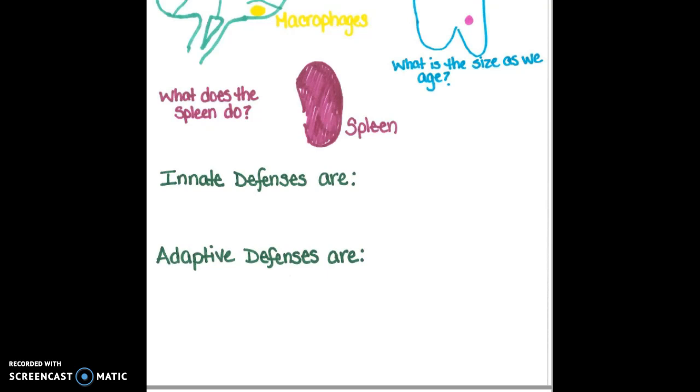On the flip side, we have what we call our adaptive defenses. And adaptive defenses are ones that we are not born with, but we gain as we experience illness, get vaccines. So these are things that we have to be exposed to, bacteria, viruses, and other, in order to become immune to those.